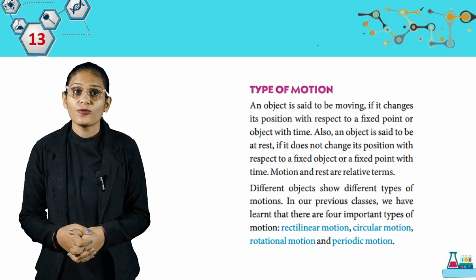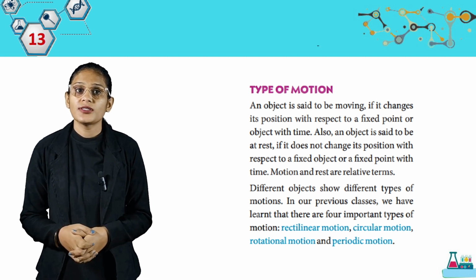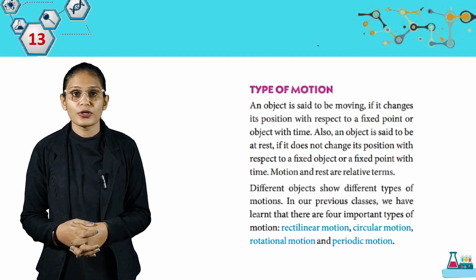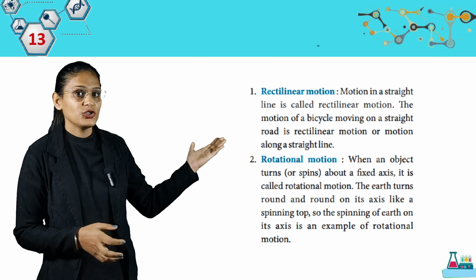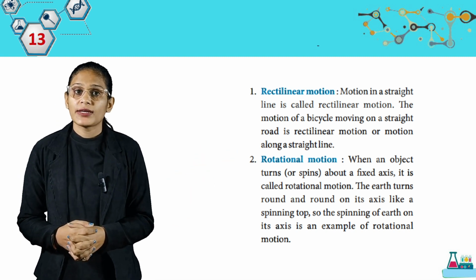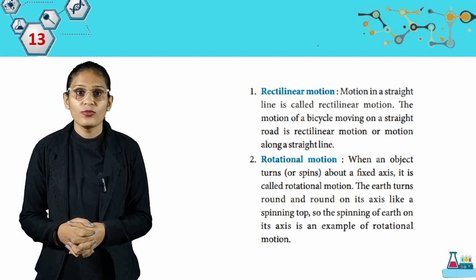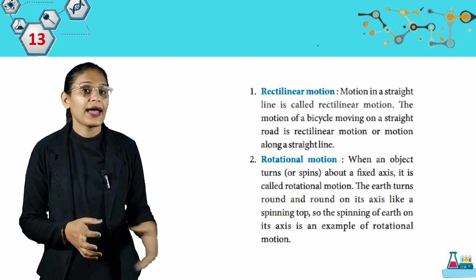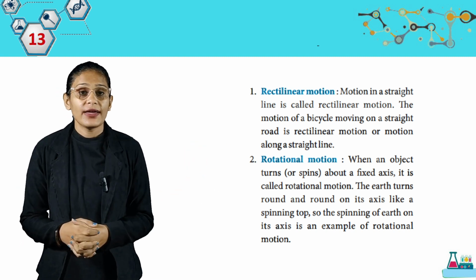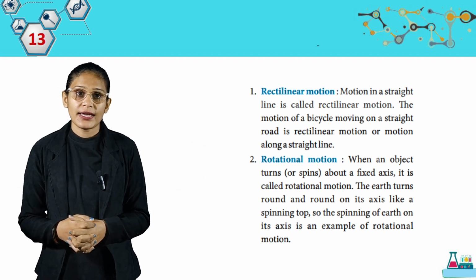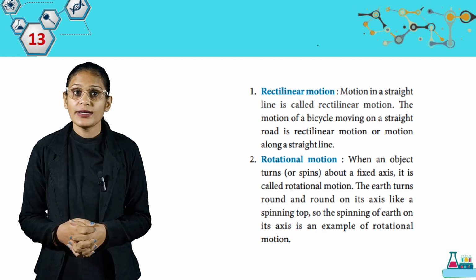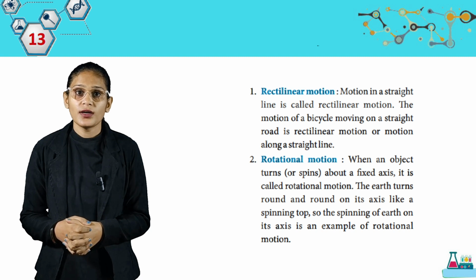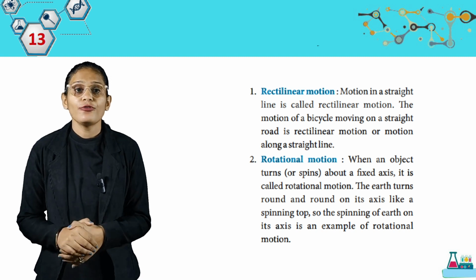In our previous classes, we have learnt that there are 4 important types of motion: rectilinear motion, circular motion, rotational motion and periodic motion. First we have rectilinear motion. Motion in a straight line is called rectilinear motion. The motion of a bicycle moving on a straight road is rectilinear motion, or motion along a straight line. Then we have rotational motion. When an object turns or spins about a fixed axis, it is called rotational motion. The earth turns round and round on its axis like a spinning top. So the spinning of the earth on its axis is an example of rotational motion.